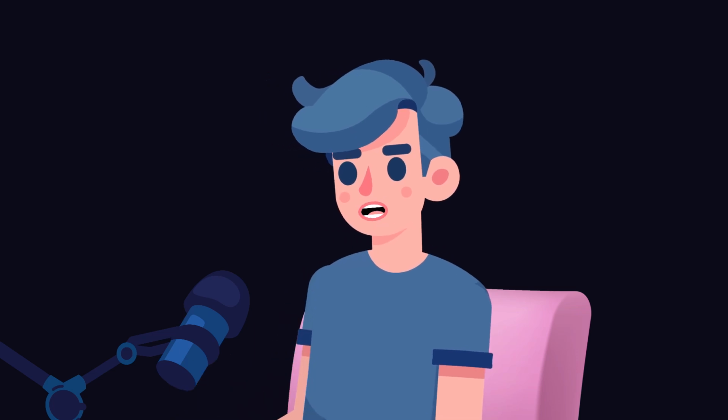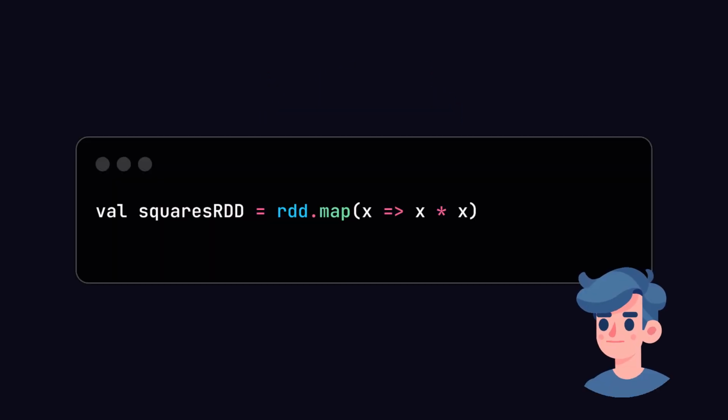We've created a simple RDD from a Scala sequence of integers. Let's perform a transformation on our RDD. A transformation creates a new RDD from an existing one. We will apply a map transformation to square each number.